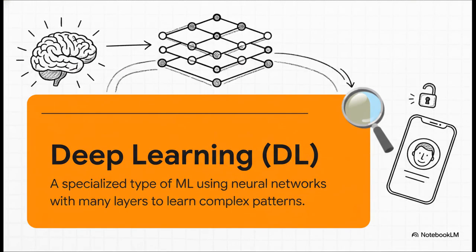And if we go one level deeper still, we find deep learning. This is a really powerful, specialized type of machine learning. It uses these complex structures called neural networks, which are actually inspired by our own brains, to learn incredibly detailed patterns. This is the magic behind how your phone instantly recognizes your face. It doesn't follow a simple checklist, it just knows.